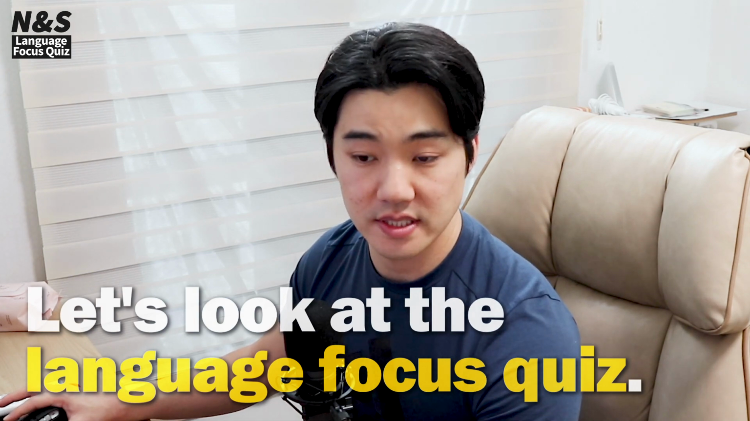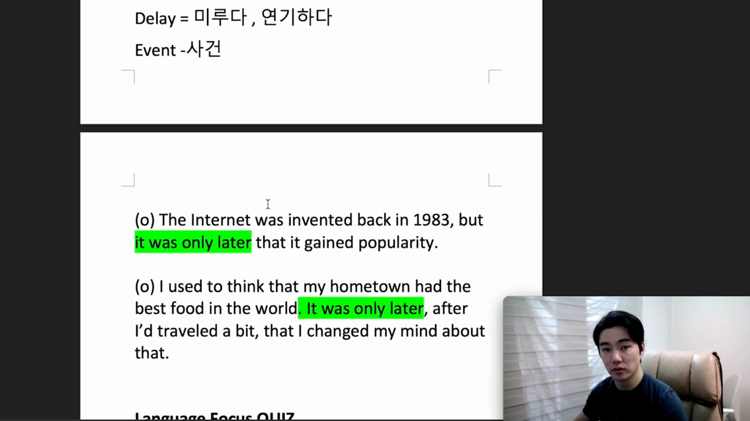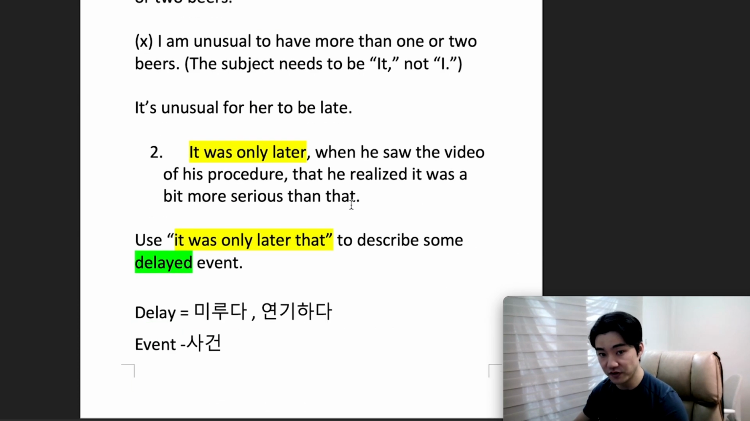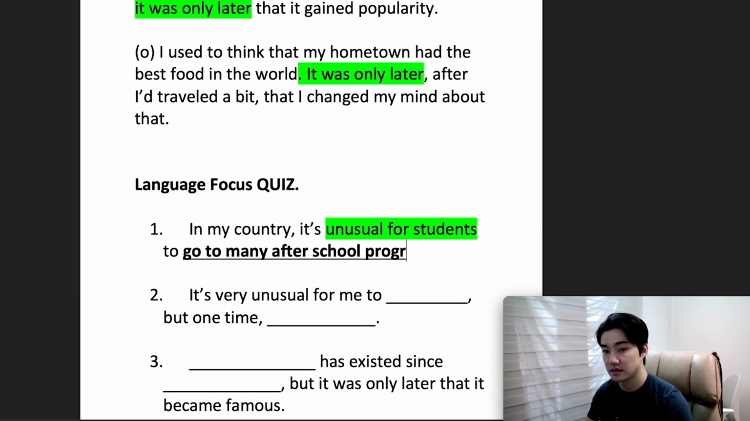Now, let's look at the language focus quiz. 1번. In my country, it's unusual for students to. So remember, it's unusual. When we go back up here, not common, doesn't happen very often. So in my country, it's unusual. What is unusual in my country? Let's say Australia, to go to many after-school programs. So 호주에서 학생들은 많은 방과 후 프로그램, 학원을 가는 것은 드문 일이에요. 한국 학생들은 자주 학원에 가요. 학교 끝나고. 근데 호주 같은 경우에는 안 가요. Maybe one, maybe two, but not many.